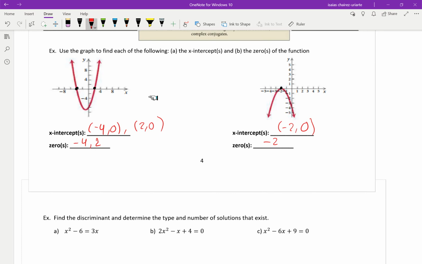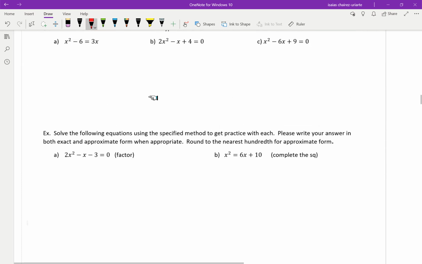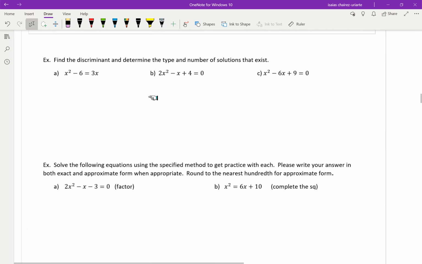Okay, good. Let's think about the next little exercises here. So we want to use the discriminant to determine the type and number of solutions that exist. We do not want to find the solutions, so do not find the solutions. Just use the discriminant to tell me what type of solutions we have, complex or real, and how many solutions.